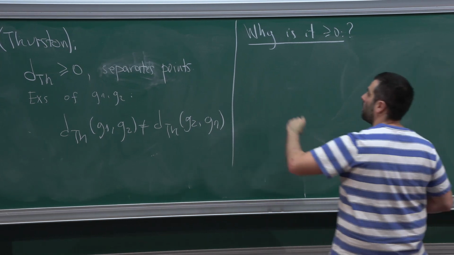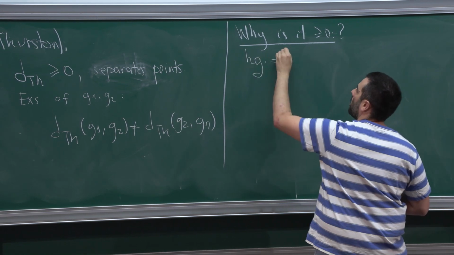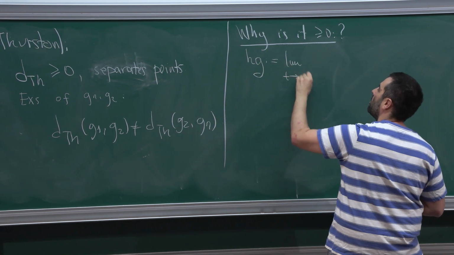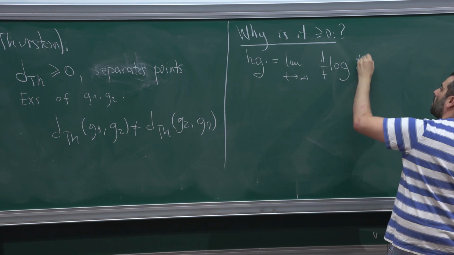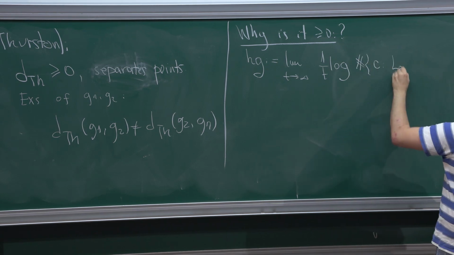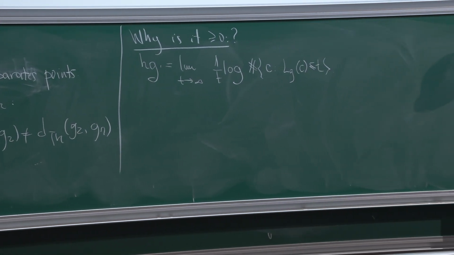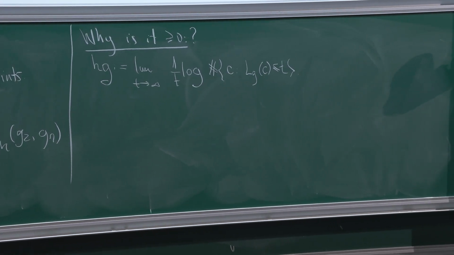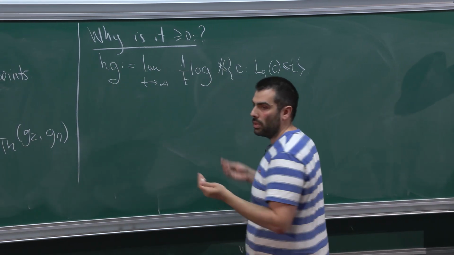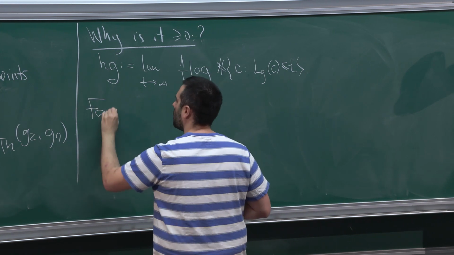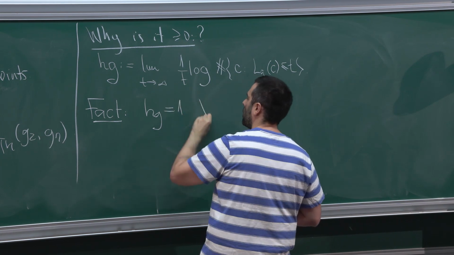Something one can do is, for a point in Teichmüller space, compute its entropy. This is the limit as t goes to infinity of 1 over t, the log of the number of classes C such that the length of C is less than or equal to t. We saw this kind of number appearing yesterday in Giuseppe's talk. And there is a fact in Teichmüller space, that the entropy is equal to 1 for all G.